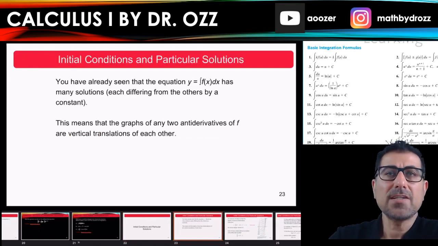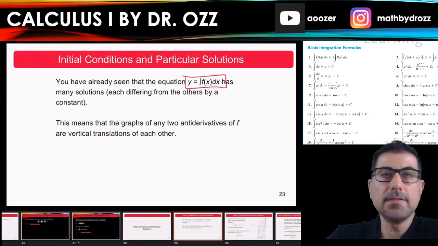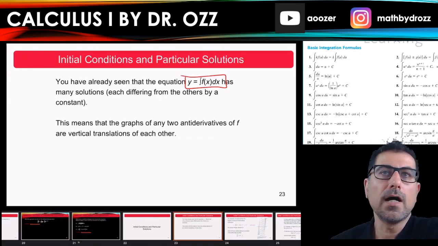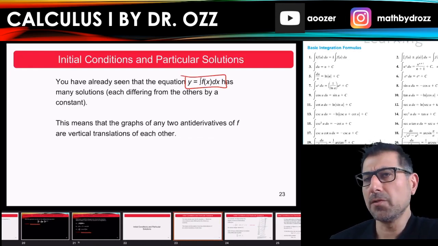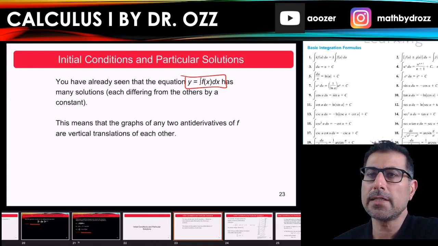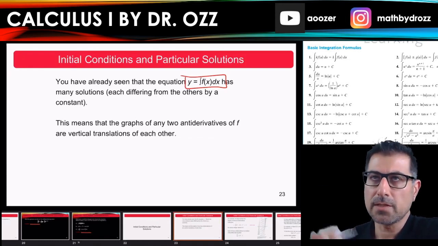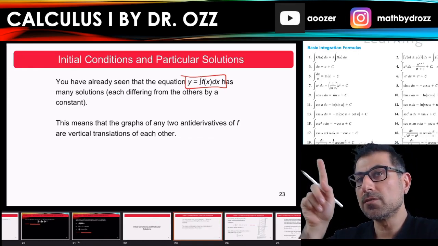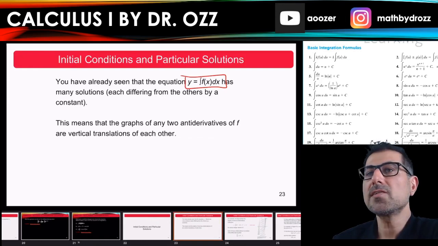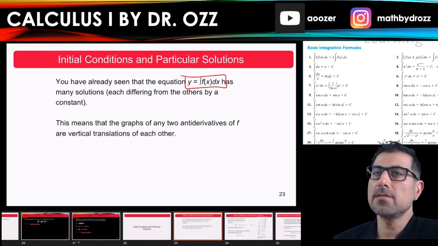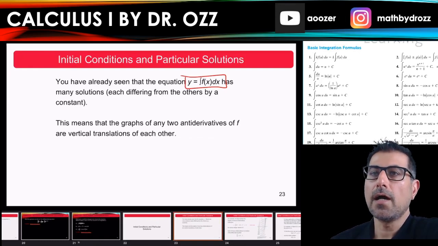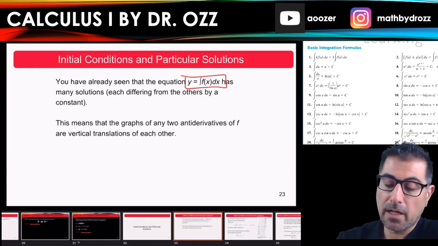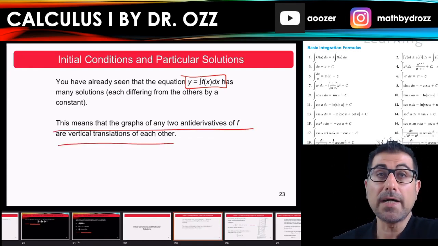We already saw that the integral of f of x dx, referring to the antiderivative of little f, has many solutions, right? Because once we're done with integration by using the integration formulas that you can see up here, we always add one of those constants, the c. Adding any constant to one of the antiderivatives will produce another solution. So it's equivalent, in fact, to say that two antiderivatives differ only by a constant.